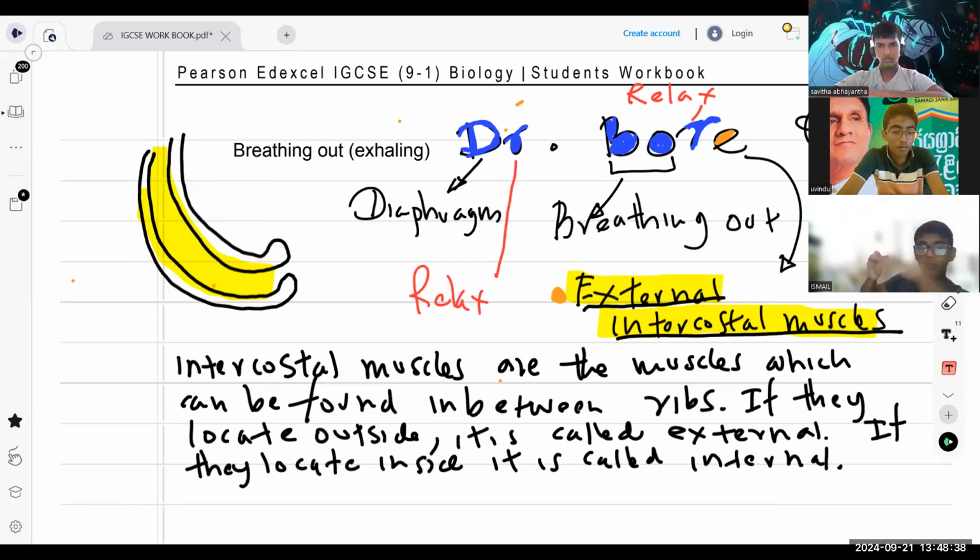I hope you copy this sentence. Intercostal muscles are the muscles which can be found in between ribs. If they are located outside, it is called external. If they are located inside, it is called internal. So I will show you in the picture how they look.